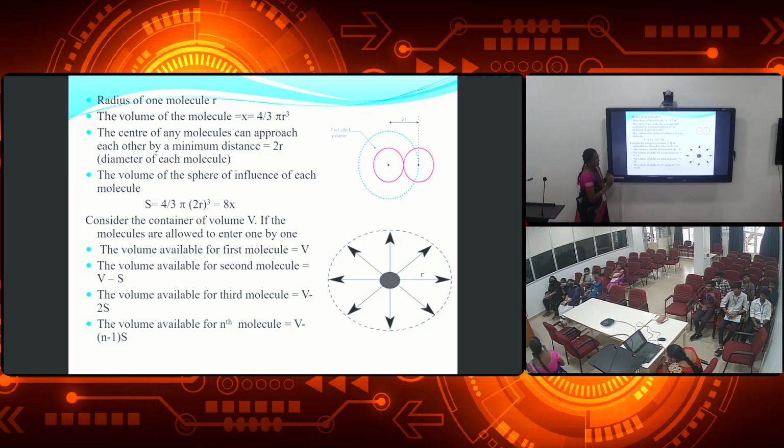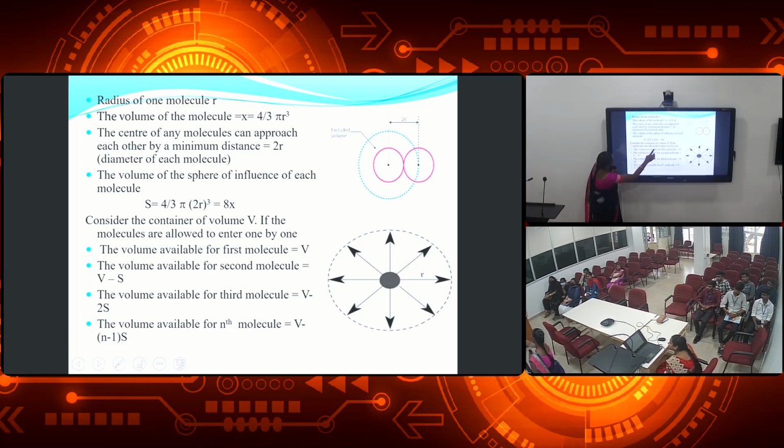Now we consider the volume of the vessel. We are allowing the molecules in one by one. The molecule wants some actual space to stand, or to move from one place to another. It wants some volume.